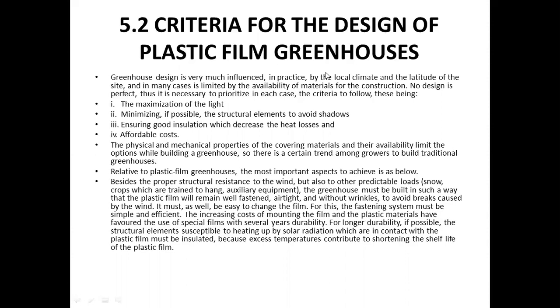Okay, so next, when arcs or metal frames are used, the separation between them will depend on the predictable loads, wind and snow, and normally does not exceed 3 meters. The greenhouse must be airtight to prevent night cooling in those climates in which low night temperatures are expected, as well as to prevent undesirable leakage of CO2, that is carbon dioxide. A proper ventilation system is needed with airtight vents. The entrance of water from rainfall must be avoided.